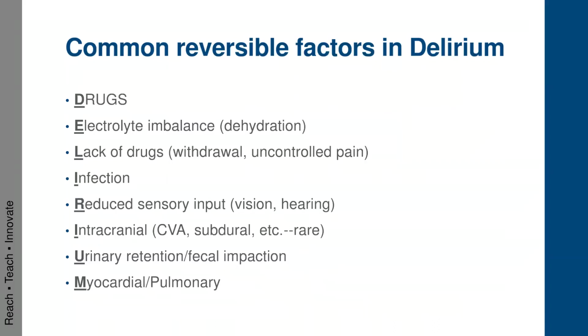But always consider a good neuro exam and whether there perhaps has been any trauma. Urinary retention and fecal impaction are other important risk factors, and these especially will lead to agitation. And then myocardial or pulmonary risk factors. Perhaps drops in blood pressure, instability in blood pressure may yield reduced oxygen flow to the brain and thus delirium. And of course, poor ventilation.